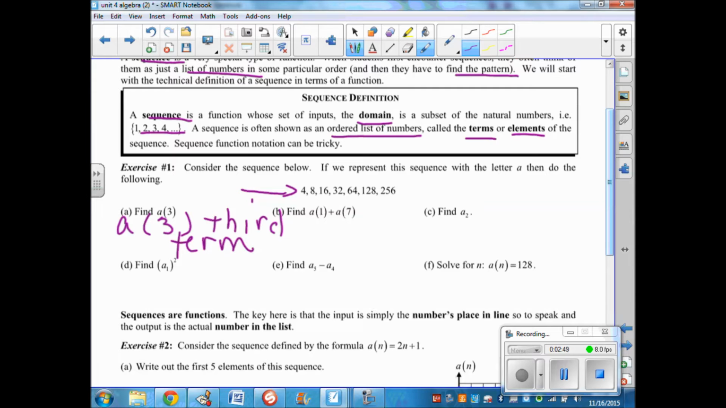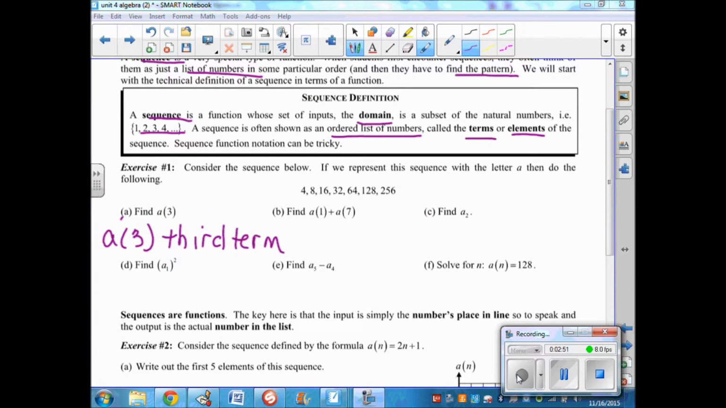So the third term in line here in my list is 16. So A of 3 is 16. Again, we don't know the rule yet. We just have the list of outputs. So now we can play around with this. They're saying, A of 1 plus A of 7, meaning the first term plus the 7th term. So the first term is 4 plus the 7th term, 1, 2, 3, 4, 5, 6, 7, is 256. So that ends up giving us 260.